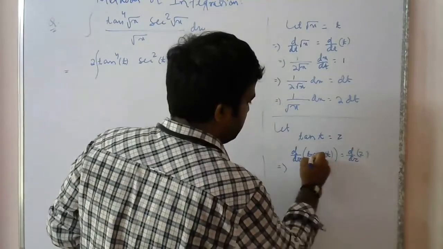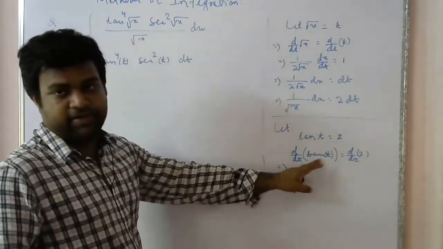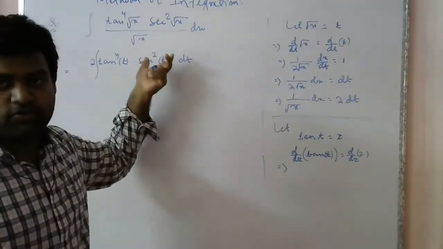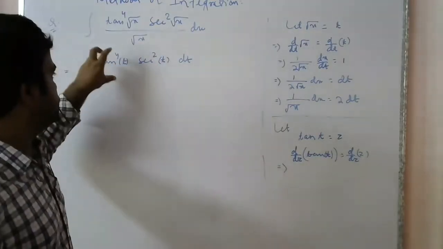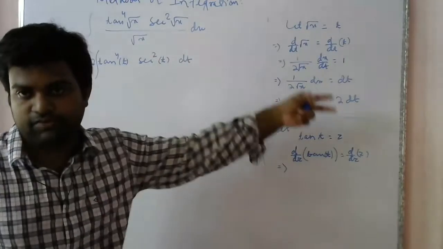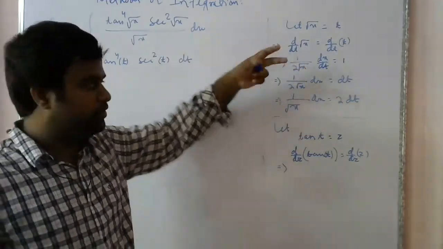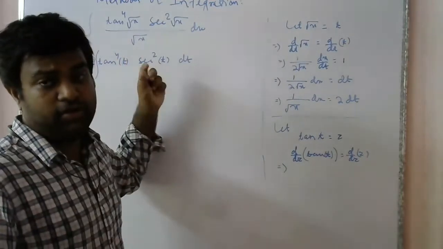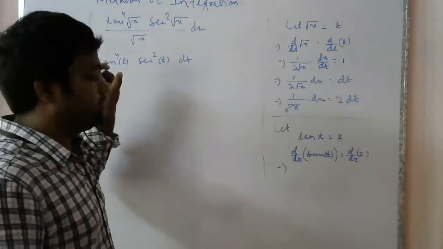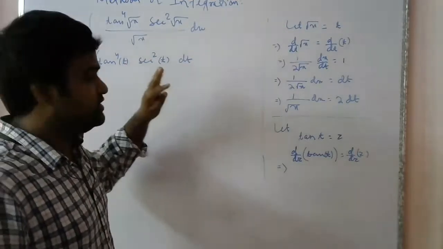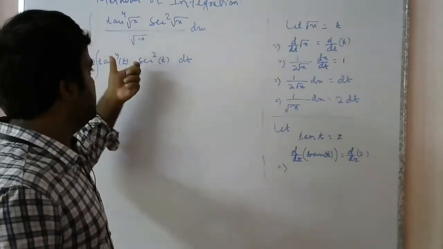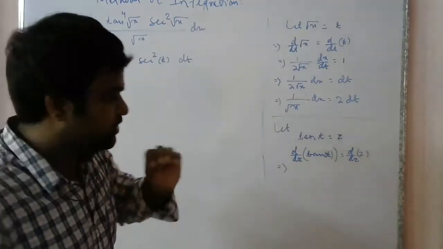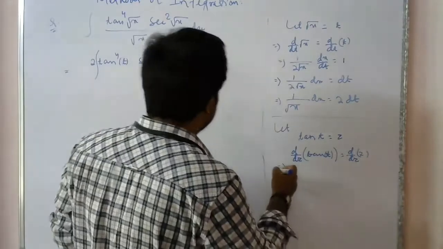What is the derivative of tan t? Sec square t. So this sec square t will be converted to the new variable. My target is to convert all the t in terms of a new variable, to transform, so that not any single term remains in t. Everything will be transformed to z, the new variable. So that's what I have to do.